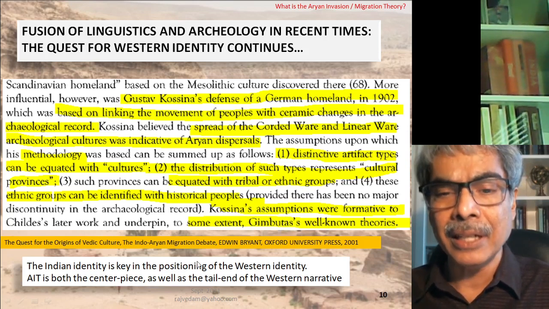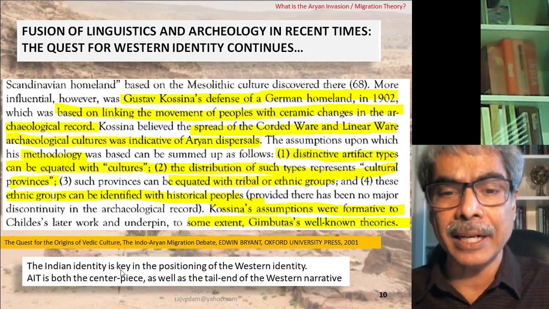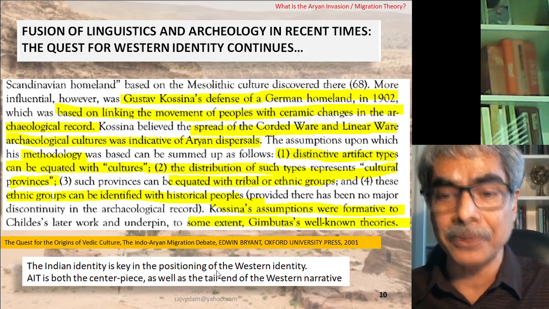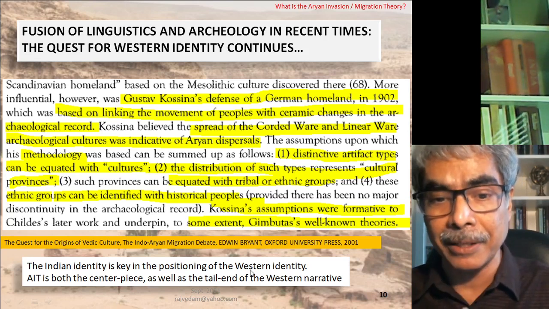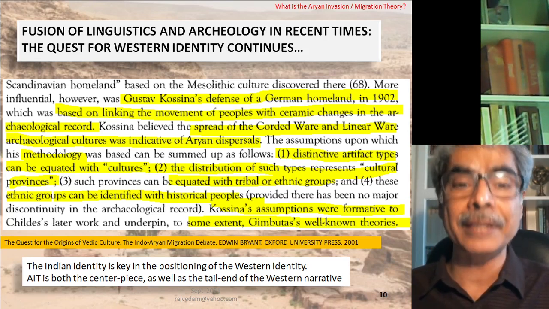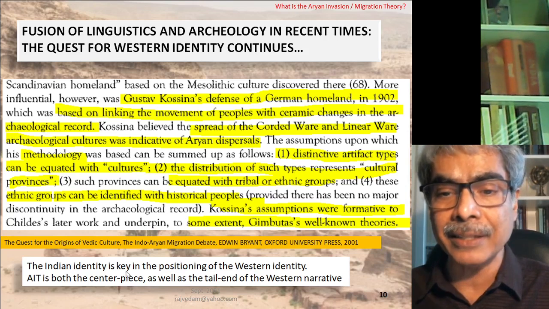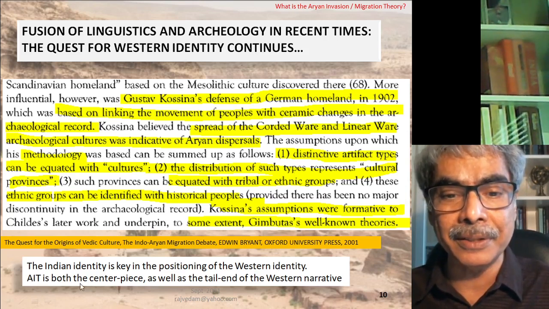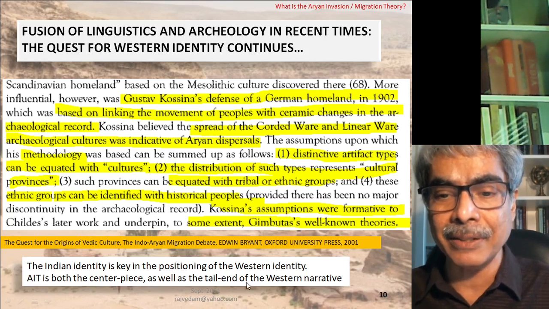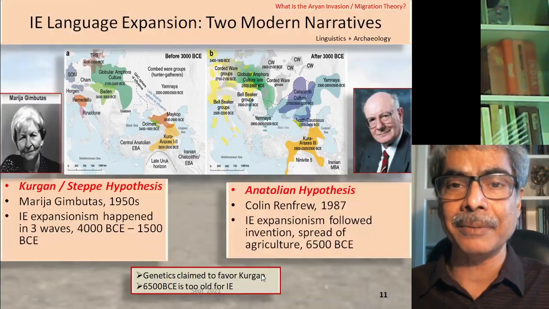So these assumptions were formative to later works also, especially the works by Maria Gimbutas, and we're going to see that. The bottom line is the Indian identity is key in the positioning of the Western identity. If you want to answer who the Western people are, you need to answer who the Indian people are first. If you can answer that, then you can answer this question. That is why Aryan invasion theory is the centerpiece as well as the tail end of the Western narrative.